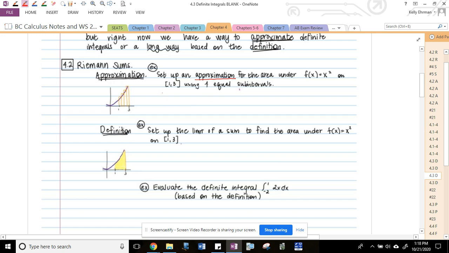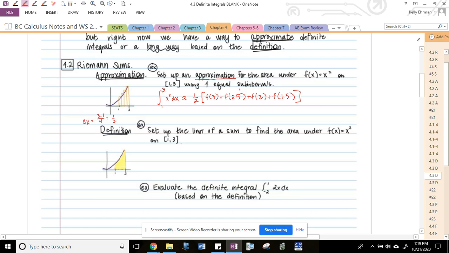So the integral from 1 to 3 of x squared dx is approximately equal to, let's see, the width of everything is a half unit, right? Because delta x would be 3 minus 1 over 4 subintervals. So each rectangle has a width of 1/2. And then the function values are the function values on the right. So f of 3 plus f of 2.5 plus f of 2 plus f of 1.5. Right?